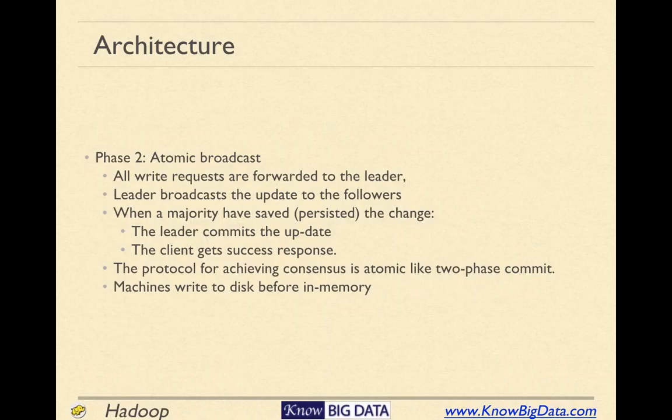So when the majority saves the change, only then the leader commits, and then the client gets a response that your change was successfully written. Majority is again the keyword here. If I have five nodes in the cluster, three is the majority, and unless three nodes successfully write the change, I would not get the response. But luckily, since all the three writes are happening in parallel, it does not take much time. The protocol for achieving the consensus is atomic, like two-phase commit.